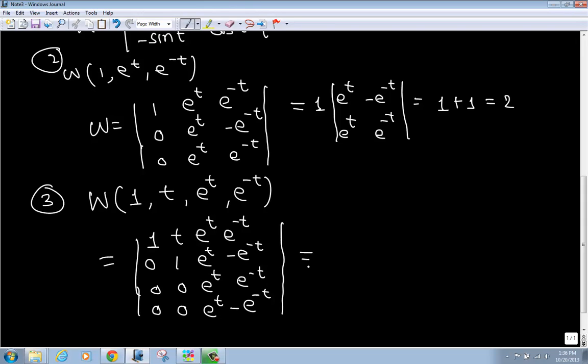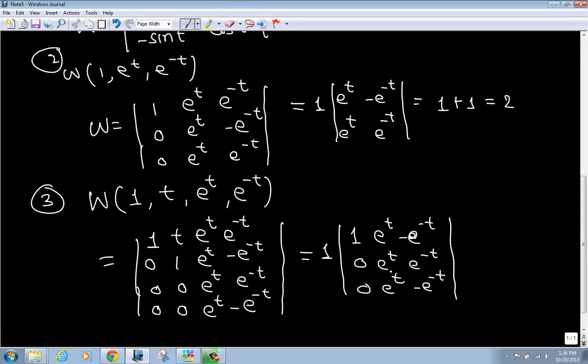And as usual we want to expand along the first column. Yeah, you can go along the first row, but that's more work because the first column contains a lot of zeros, so all we have to do is expand along the first entry. So 1, now we delete the row and column containing 1, so write down the remaining 3 by 3 determinant. So 1, e^t, minus e to the negative t, 0, e^t, e to the negative t, 0, e^t, minus e to the negative t. Okay, we need to evaluate this 3 by 3 determinant.